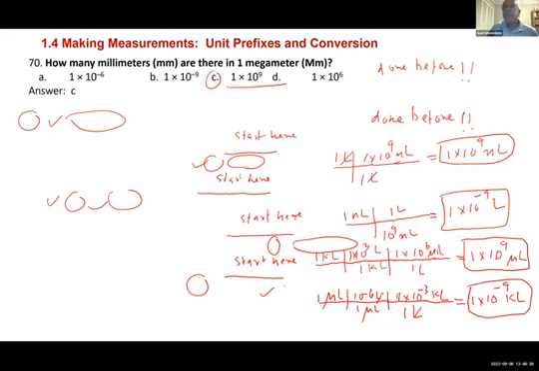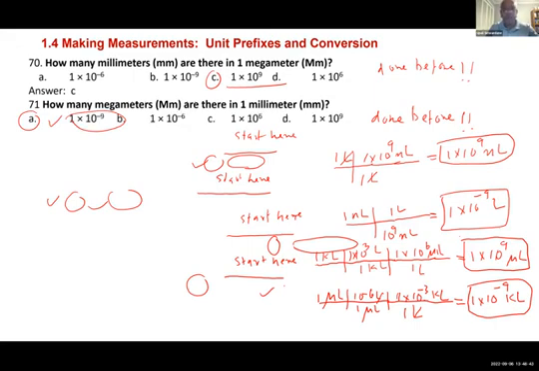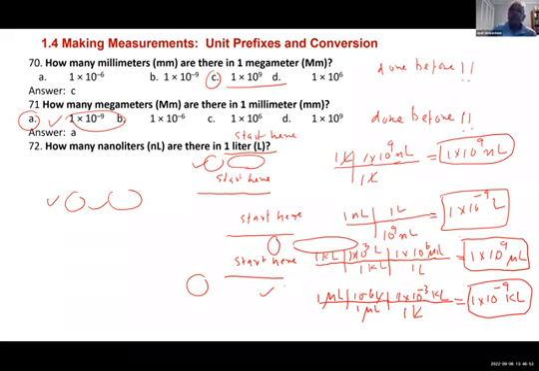I think it's the same thing. This one was done before. How many nanoliters are in 1 liter? So you start with 1 liter and find out how many. 1 liter is the starting point. 1 liter is 10 to the 9 nanoliters. So therefore, it is 10 to the 9 nanoliters. The answer is there. I follow the same thing. The conversion factor is 1 liter is equal to 10 to the 9 nanoliters.